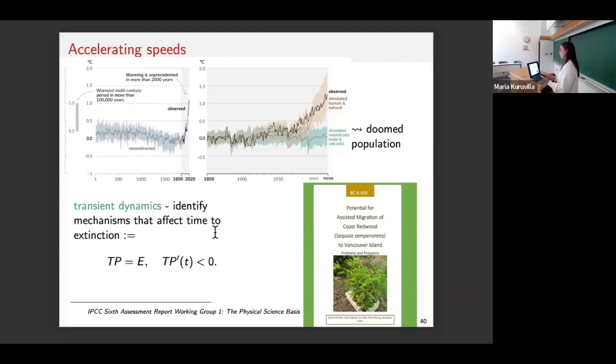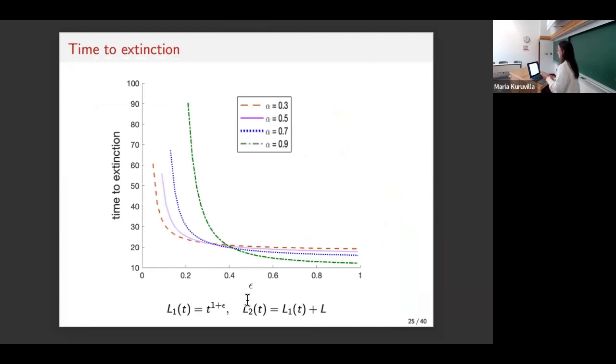mechanisms that affect this time to extinction, I define this time to extinction by the total population equaling some low value E, right? And also is decreasing. So here we can see my time to extinction as a function of my acceleration parameter epsilon. And I'm considering my 1D system where I have my alpha parameter, that bias at the trailing edge, right? So in all cases, the time to extinction is decreasing.